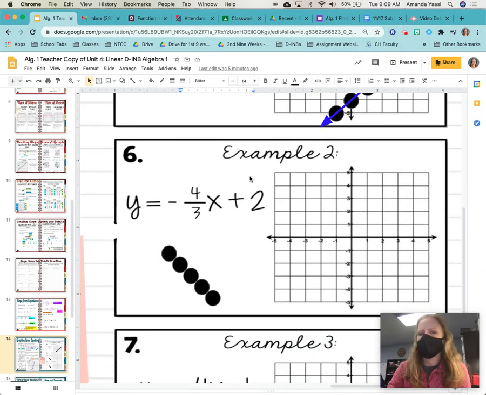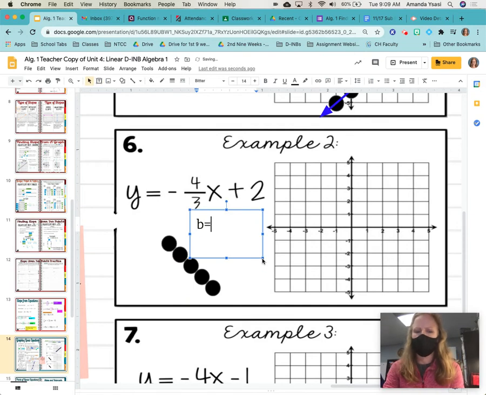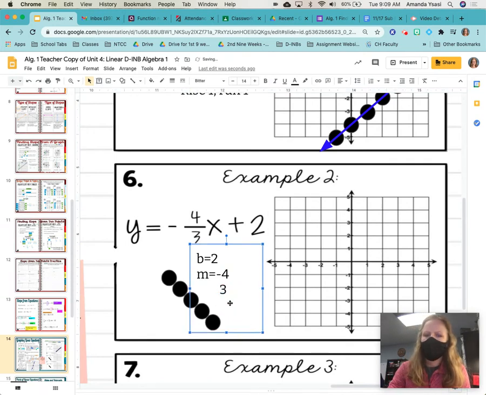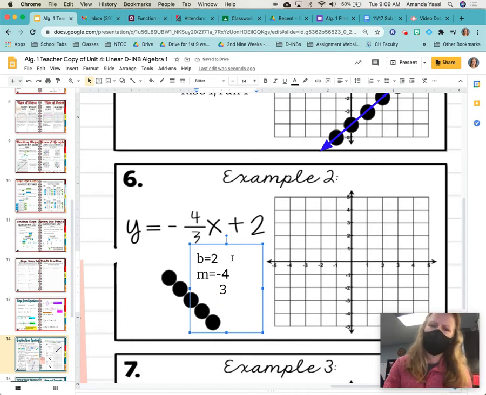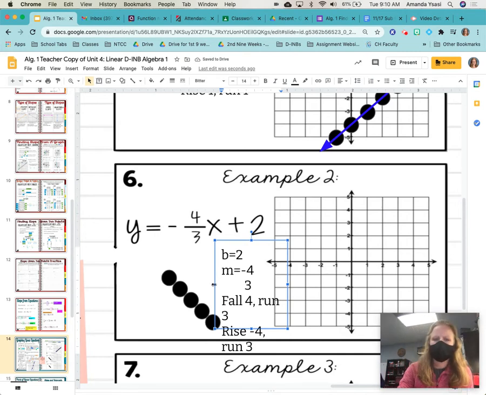Okay, let's look at number 6. So we need to type some stuff. So first thing you do is your y-intercept, which is 2. And then your slope is going to be -4 over 3, which we need to decide what does that mean. So it's rise -4. But what does that really mean if you rise a -4? So we're going to put fall 4, run 3. If you want to put rise a -4, run 3, you could do that too. Whichever makes more sense to you.